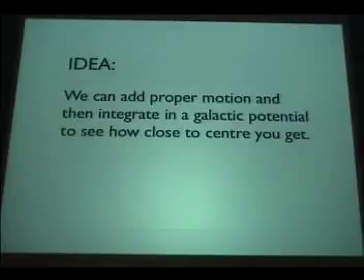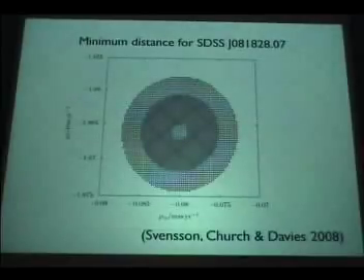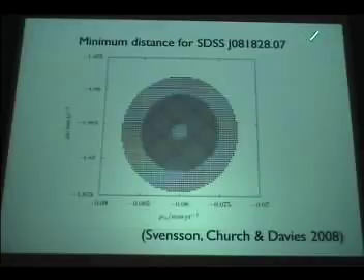We added the proper motion and integrated backwards, for a set of proper motions, to see what the minimum distance was. That's hard to show graphically. Hopefully this conveys some of the idea. This is one of the stars. It doesn't matter. This is just one of those high-velocity stars from the 2007 paper with a velocity of about 300 kilometers a second.